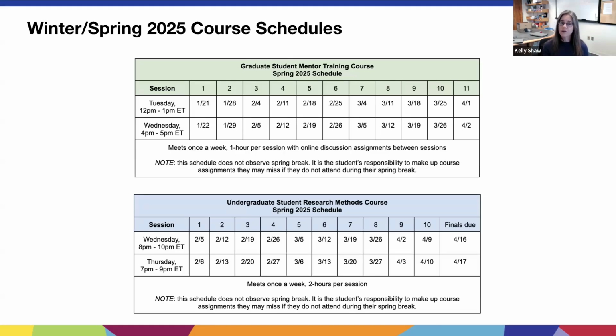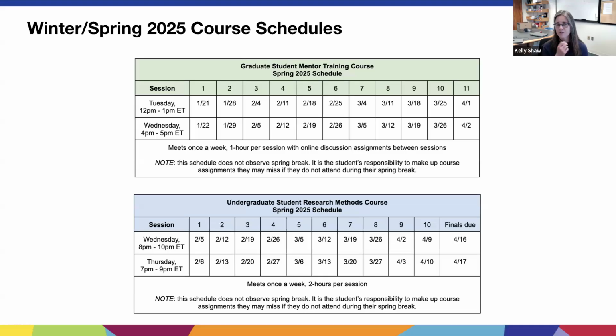So here is our winter spring term course schedule. If you have students who you want to have enrolled in this, we are still having students apply and be accepted. The grad student mentor training course begins a little bit earlier than the undergraduate research training course because we want to ramp up the graduate students, to get them to understand a little bit about mentoring before they're actively mentoring the students. So the grad student mentor training course begins on January 21st. If you have grad students who you want to do this, we'd love to have them.